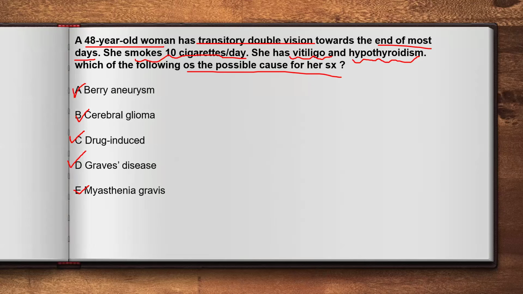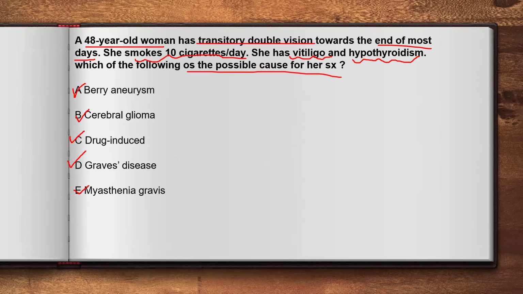So, excellent. Everyone has come to the conclusion that it's myasthenia gravis because it's a middle-aged female. Doesn't matter, can be a male, can be a female, has transitory, meaning it goes and comes, doubling of the vision, but it's mostly at the end of the day. It's typical for myasthenia gravis symptoms to occur at the end of the day because of fatigue. Smoker, risk factor. Vitiligo and hypothyroidism indicates that she has autoimmune disorder which is also causing problems with thyroid, problems with skin as well. So think about an autoimmune disorder related to that.